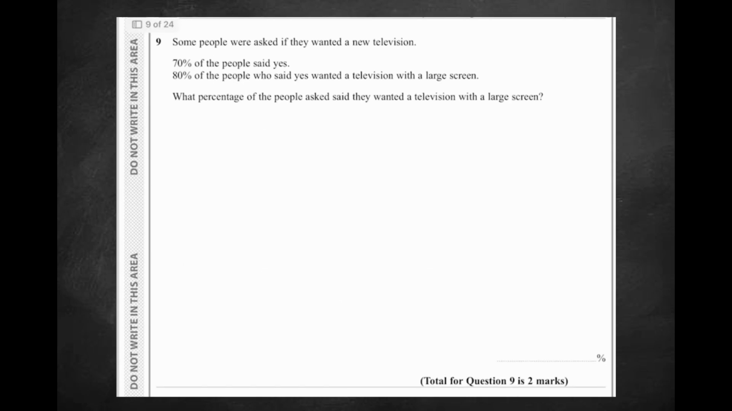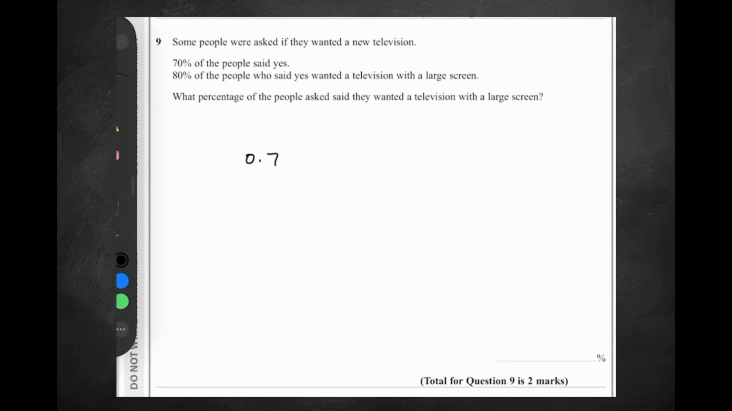Question 9. Some people were asked if they wanted a new television. 70% of the people said yes. 80% of the people who said yes wanted a television with a large screen. What percentage of the people asked said they wanted a television with a large screen? That is just going to be 70%, which will be 0.7, multiplied by 80%, which will be 0.8. And on my calculator, that is just 0.56, which is 56%.